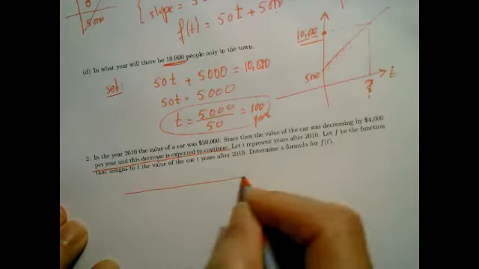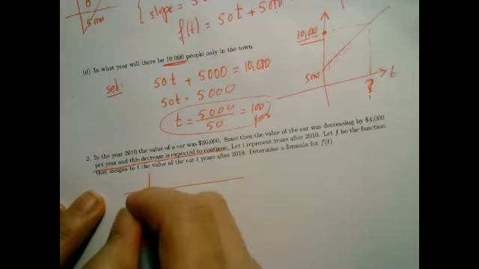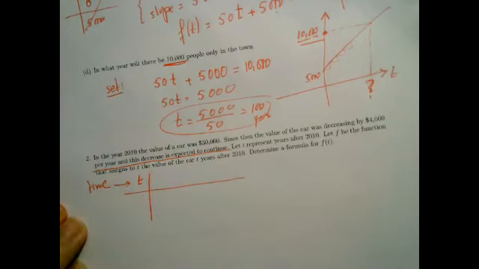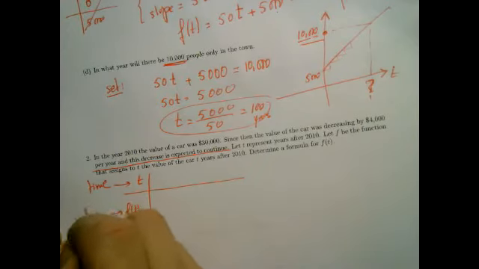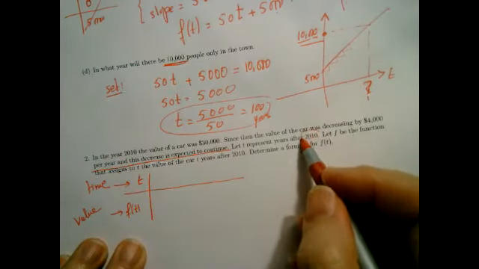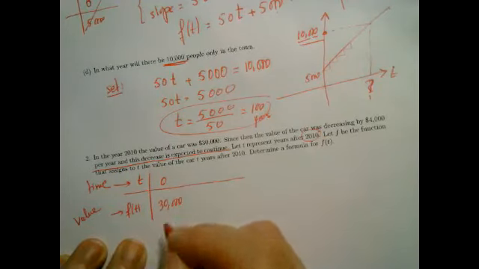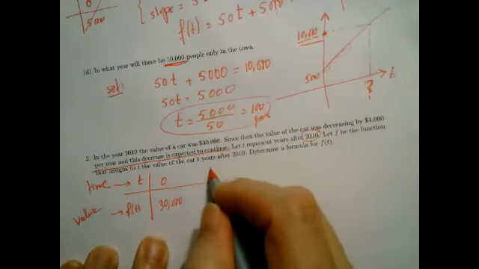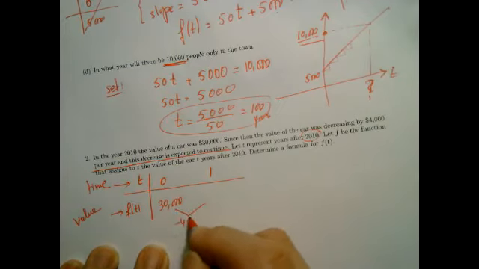We don't always have to make a table, but I make it just to make sure we understand the problem. So T is time. That's my input. And f of T is the value of the car after T years. So in 2010, which is T equal to 0, the value of the car was 30,000. And it decreased by 4,000. It means after 1 year, the price went down by 4,000.